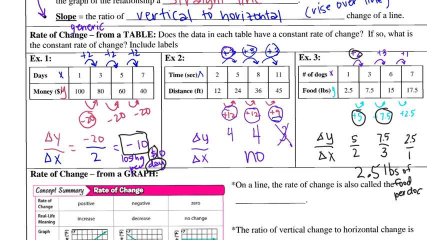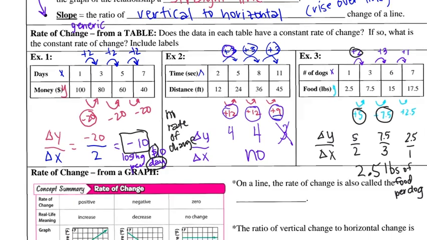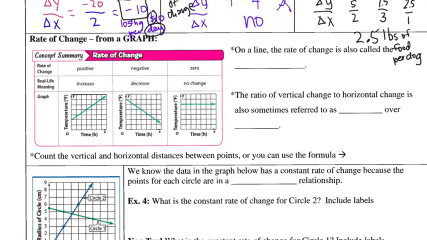So example 1 and example 3 do have that constant rate of change. And when it doesn't, you're just going to indicate that. So for instance, this example 2, you would say no rate of change. Just keeping that in mind. Let's go ahead down and look at it from a graph perspective.